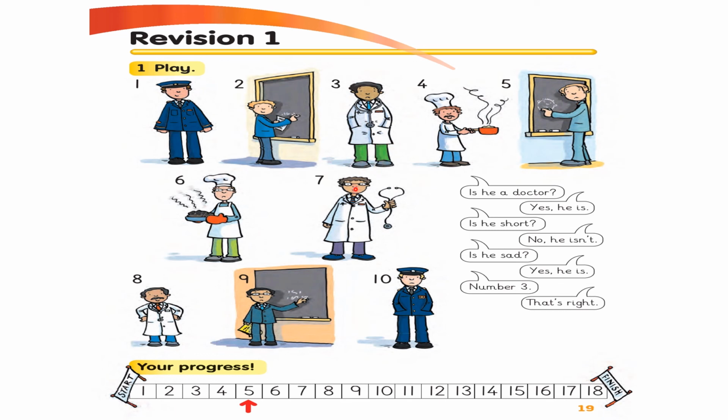Okay. Now let's look at the policeman. Okay. Is he a policeman? Yes, he is. So we look at number 1 and number 10. Okay. Is he tall? Yes, he is. So we have number 1 is tall. Number 10 is tall as well. Is he sad? No, he isn't. He isn't sad, so it's not number 10. Number 10 is sad. We are talking about number 1. He is happy. He is not sad. And like this. Okay? Very good, everybody.